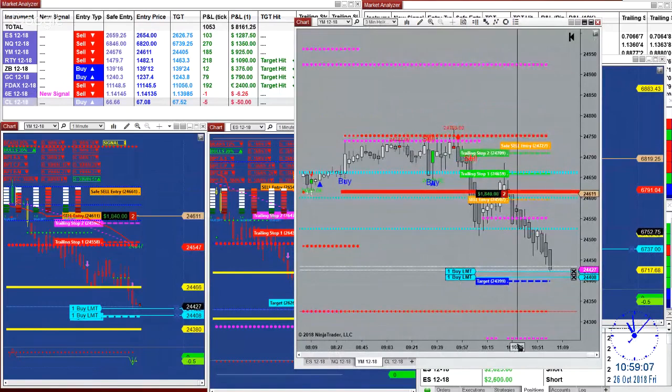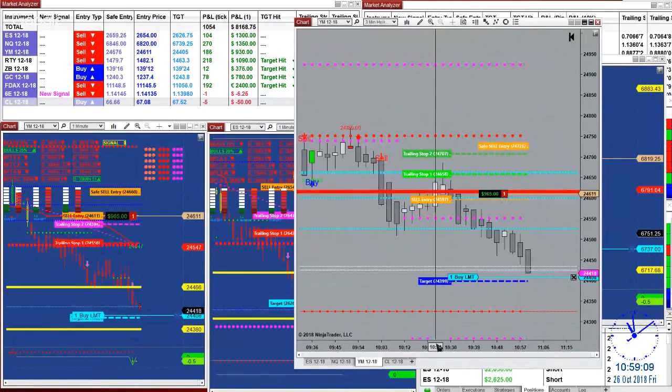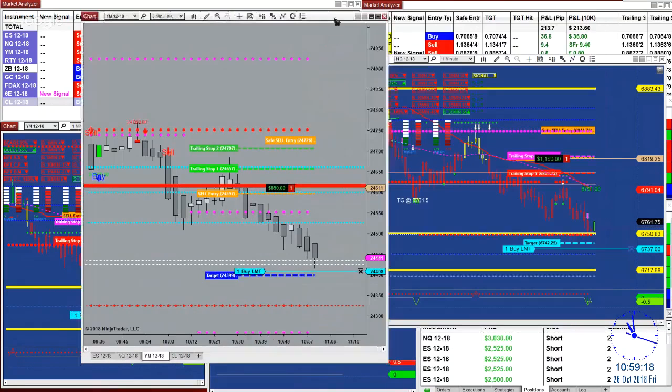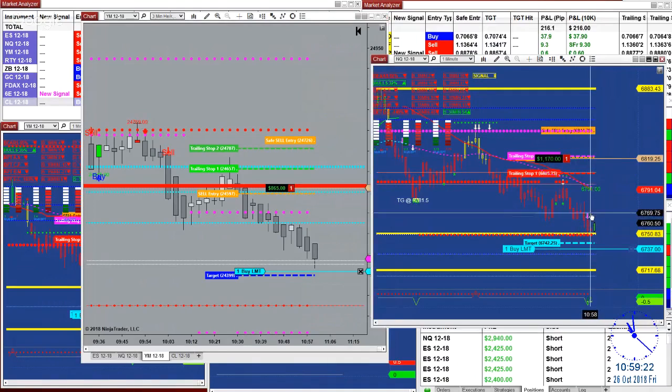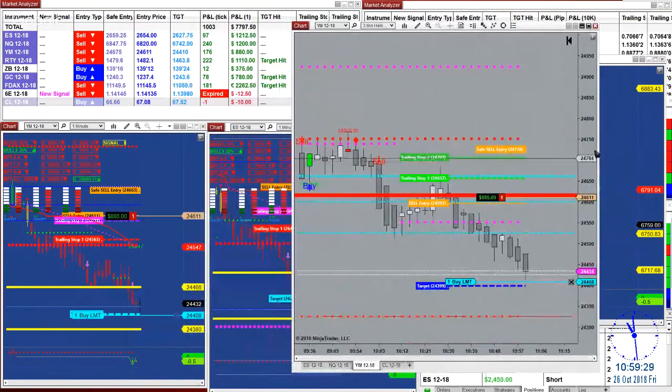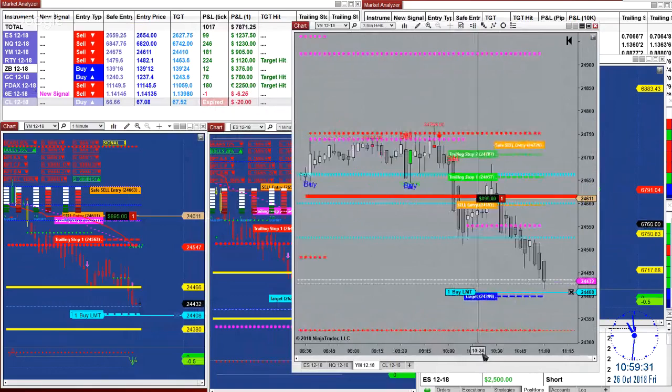There we go. Done. One more. Let's look at the NASDAQ. We still have one trade on the NASDAQ. Close it. Over 2,000 on the NASDAQ. We still have this one here. We still have one more. We still have one more on the YM. We want to nail this one.